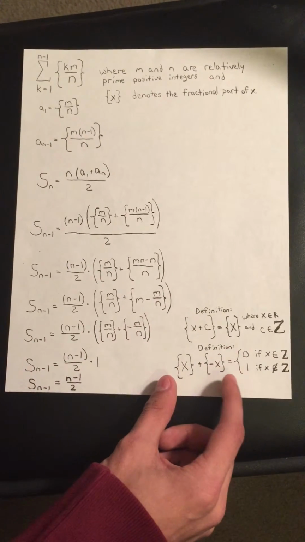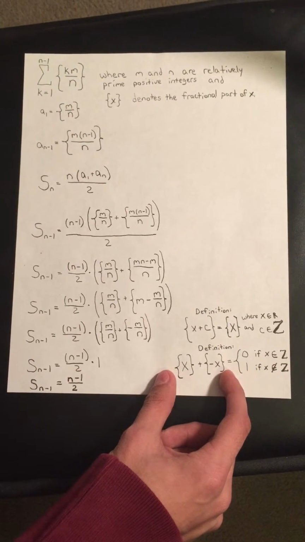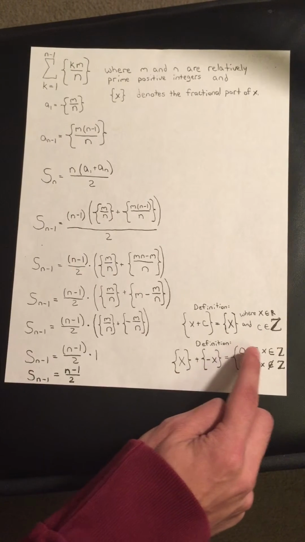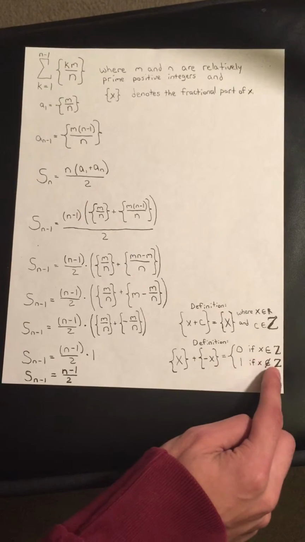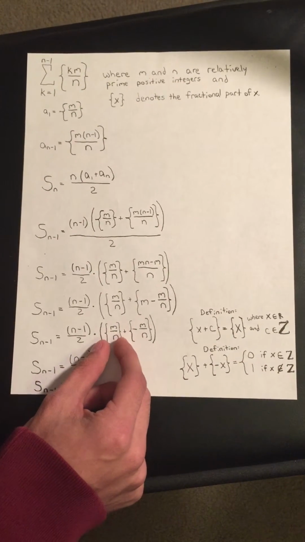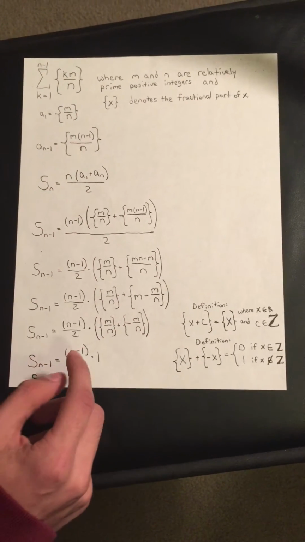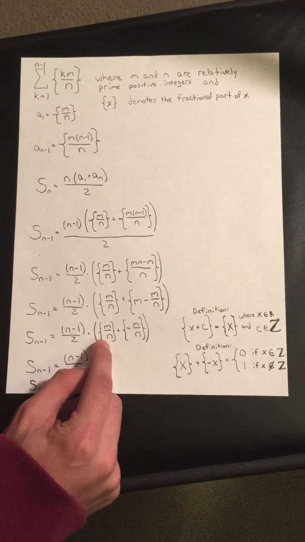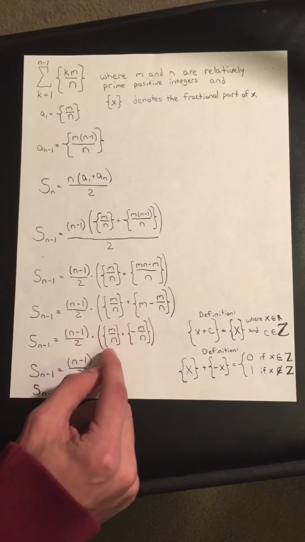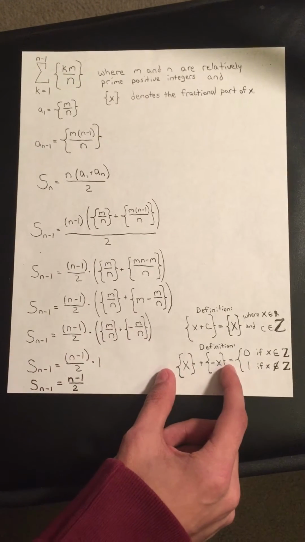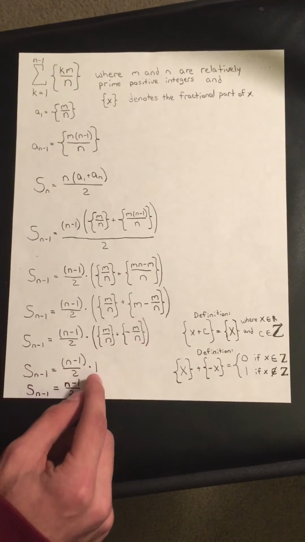And we used another definition where the fractional part of x plus the fractional part of negative x equals 0 if x is in the domain of the integers, or 1 if x is not in the domain of the integers. And we know that m divided by n is not in the domain of the integers because m and n are relatively prime positive integers, and therefore m divided by n can't simplify down into any integer. And using that knowledge that m and n are relatively prime, we can conclude that this equals 1 based on that knowledge. And therefore we can simplify that down into 1.